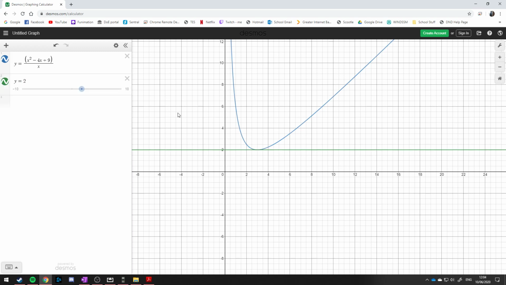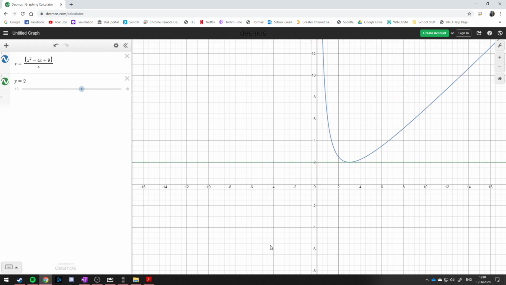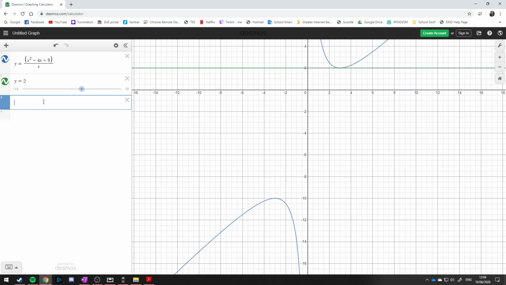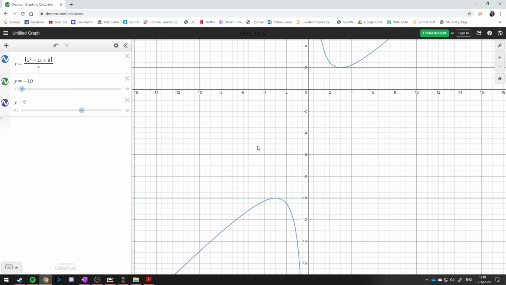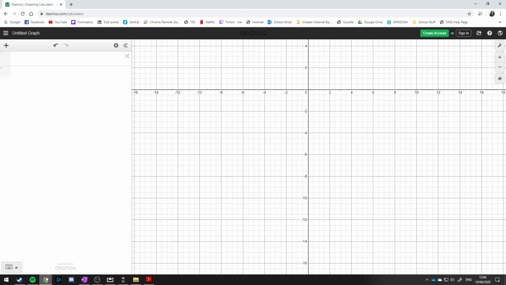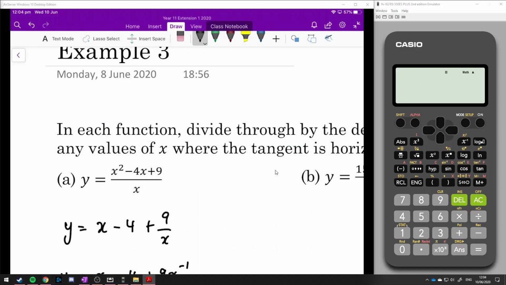Now our second one was at minus 3, and you might be thinking, well, where is it? There it is down there. So we just have to scroll down a little bit further. So if we move it down to that value, which is at negative 10, that makes our tangent there. So our two tangents are at y is equal to 2 and y is equal to negative 10. So what we're going to do now is move back to the other screen, and we're going to have a look at the second one.